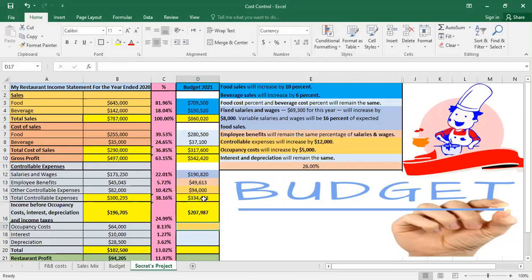We move now to occupancy cost. They are saying it will increase by 5,000. So it will increase plus 5,000. The interest and depreciation will remain the same. So it's equal, and the depreciation is equal. And the total is the sum of the three here.